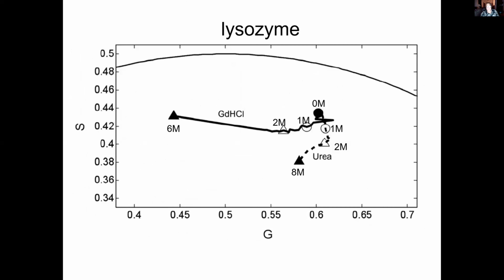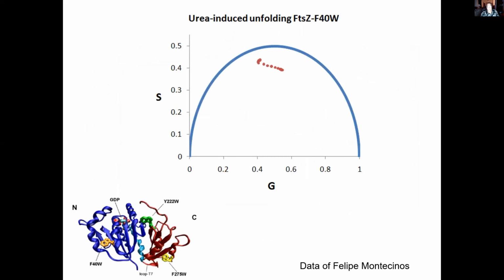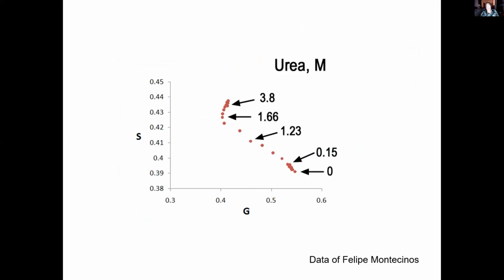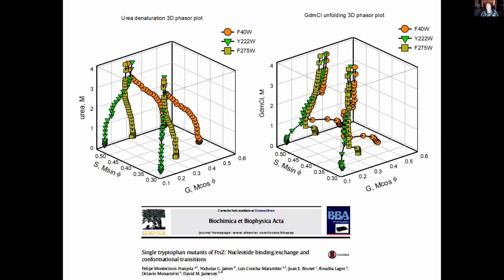And here we see lysozyme. You unfold it with either guanidine or urea. We get quite different pathways. This takes us to the data of Felipe, finally, and he worked with the bacterial fission protein called FtsZ, and he put in single tryptophans at different locations, one at a time, and you would get the urea curve looking like this. Here's a blow up of that, and very reproducible, very specific patterns.